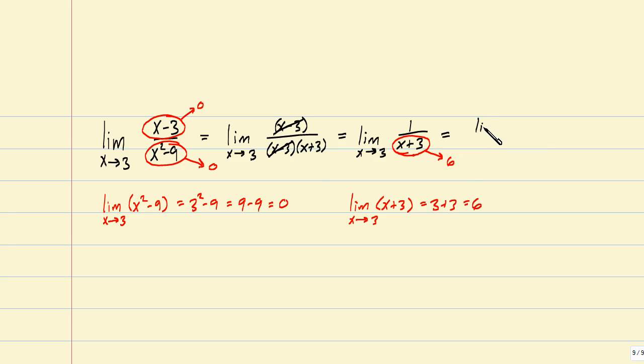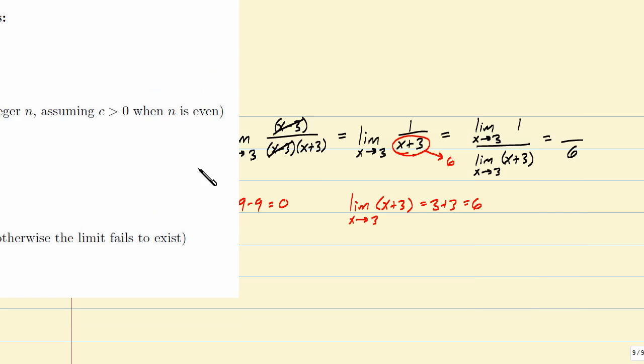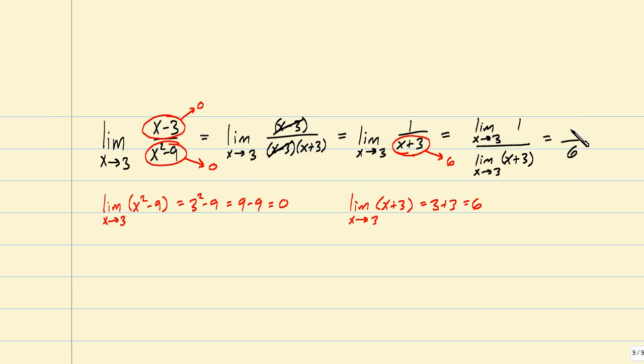So we can rewrite this as the limit as x approaches 3 of the top over the limit as x approaches 3 of the bottom. And notice I've already done the bottom. That's sitting down here. That was 6. And the top is the limit of a constant function, which one of our other limit laws assures us is the constant itself. So this is just 1. We're done. That's the value of the limit.